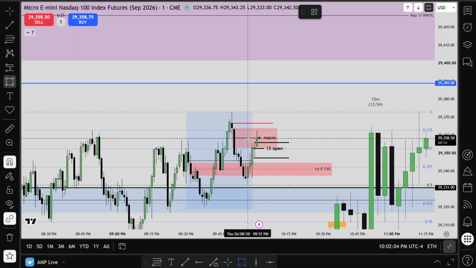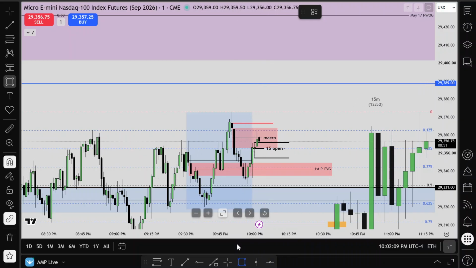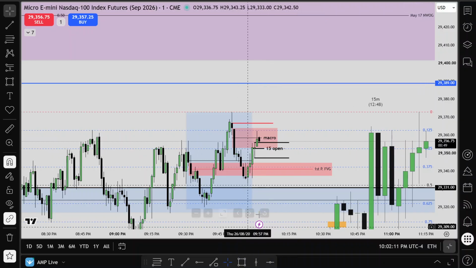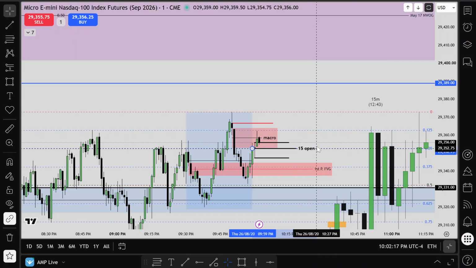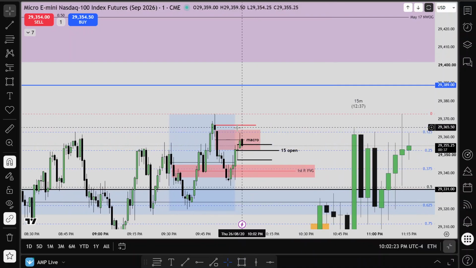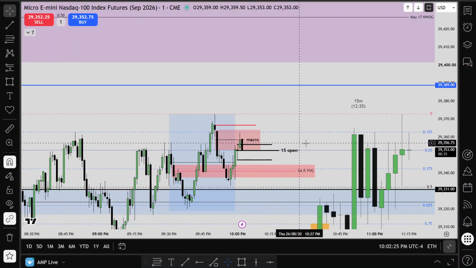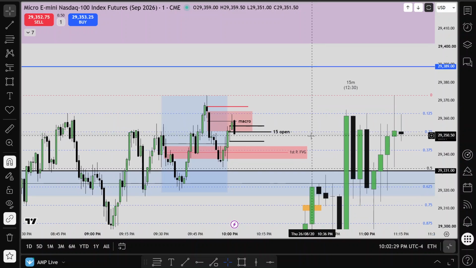Because this macro, I'm going to hold off here just a second, because this 15 open price is also 10 a.m. So I think I would want this to get above this first. We don't play that yet.